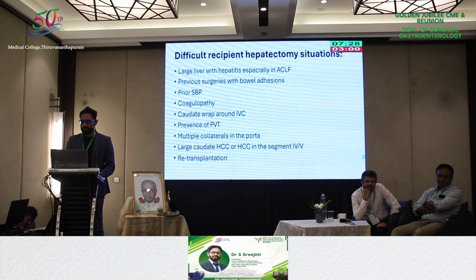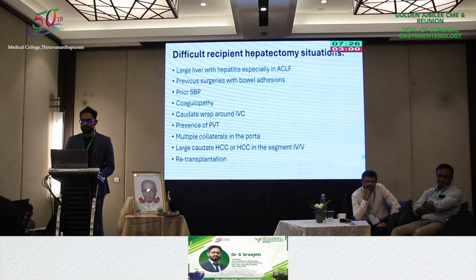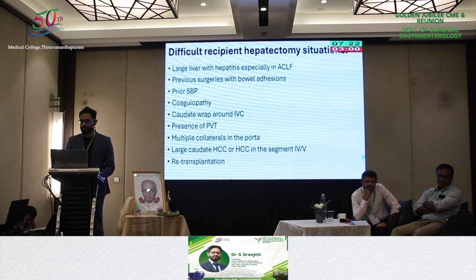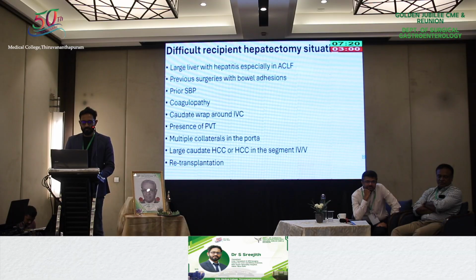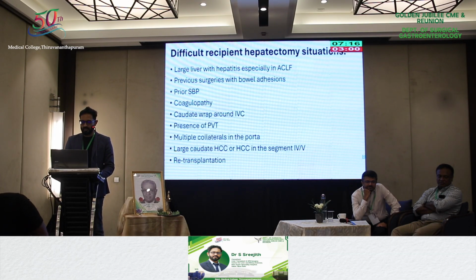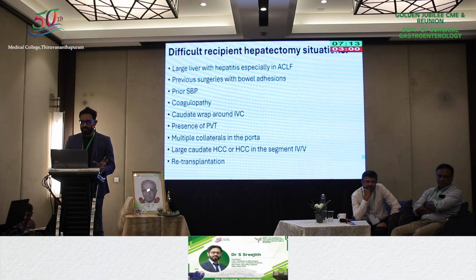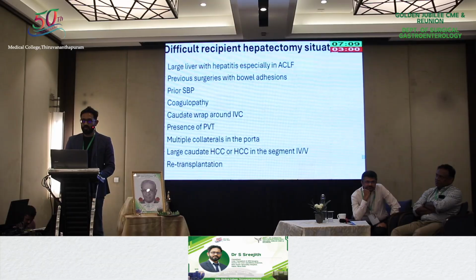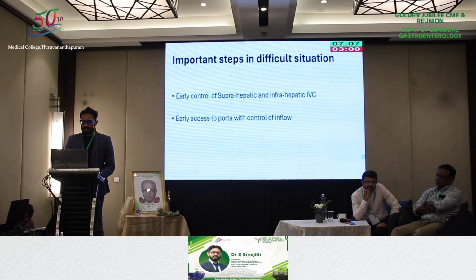Difficult recipient hepatectomy should be anticipated when there is a large liver, following previous surgeries, prior SBPs, coagulopathy, when there is a caudate trap, presence of PVT, multiple collaterals at the porta, large caudate HCC, and retransplant. Regarding prior SBP, I would like to point out that we have often encountered very difficult situations following SBP. So that needs special mention.